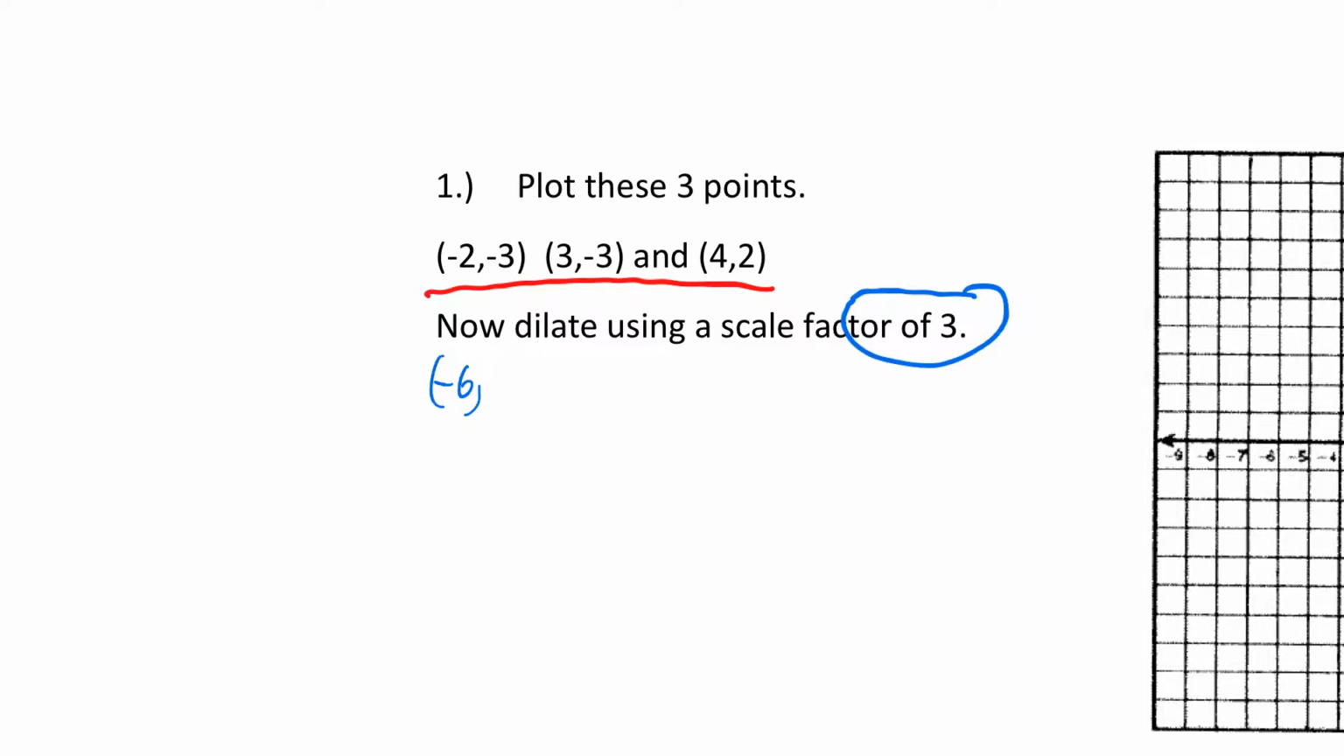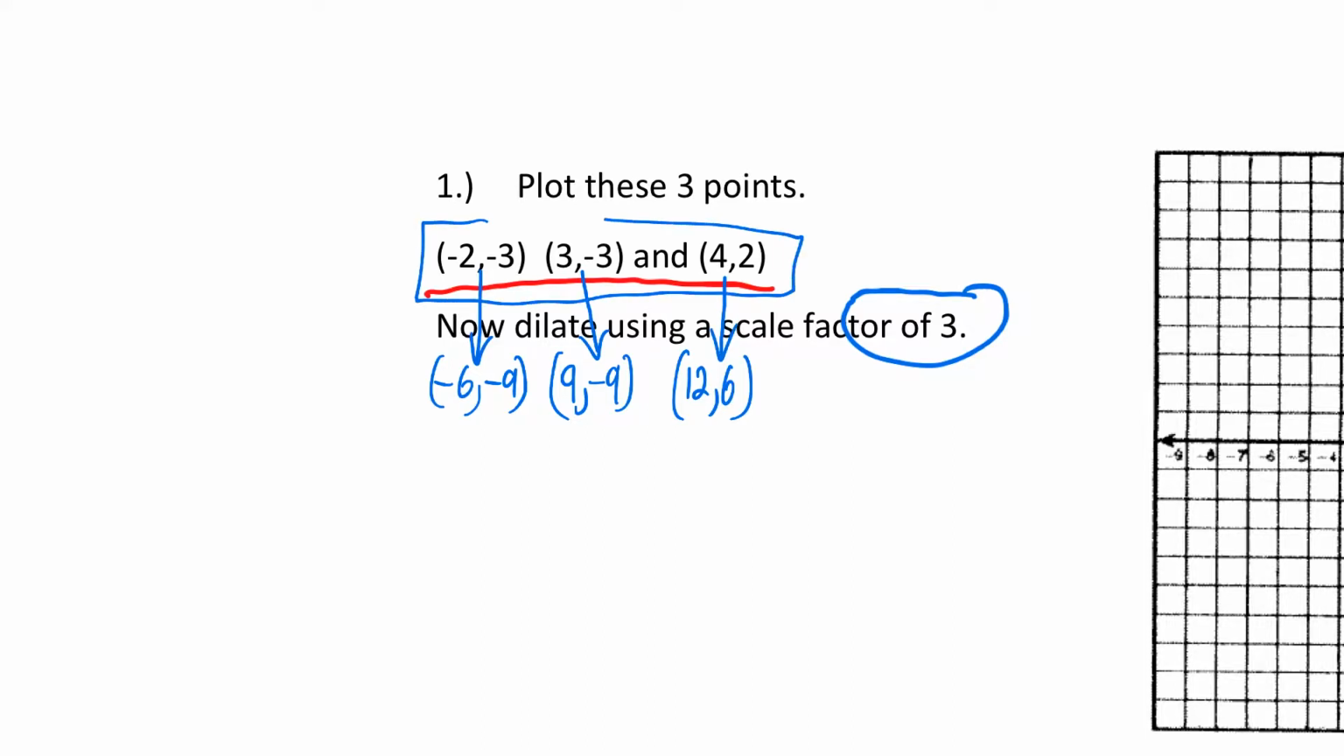-3 times 2 is -6. And what is -3 times 3? It is -9. Okay, so that one's going to become this one. The 3, -3: if you multiply both of those by 3, what are you going to get? Positive 9 and negative 9. Yep, 9, -9. And then if you multiply this last one here, 4, 2 by 3, what are you going to get? 12, 6. Okay? So we started with this triangle, and it's going to become this triangle now.